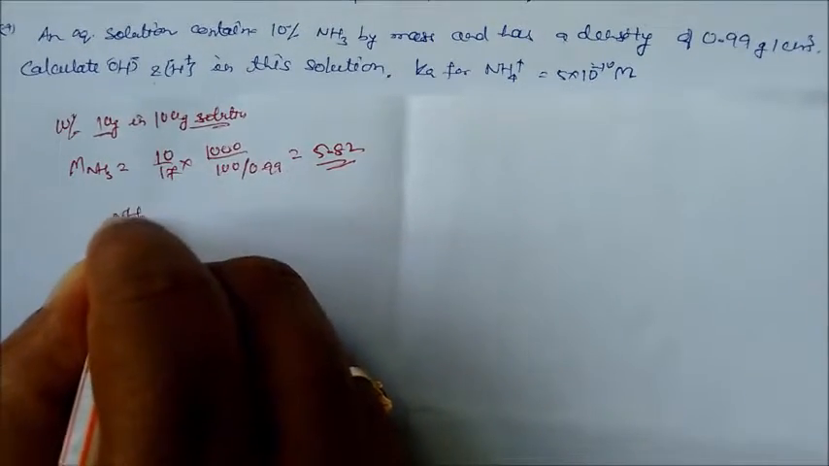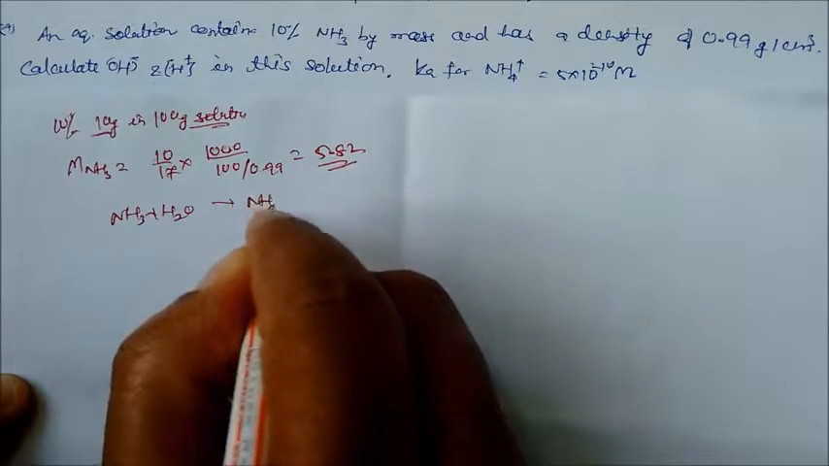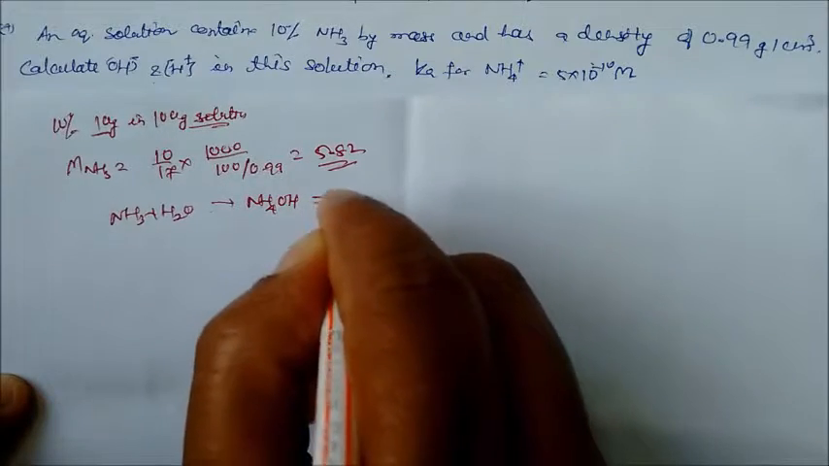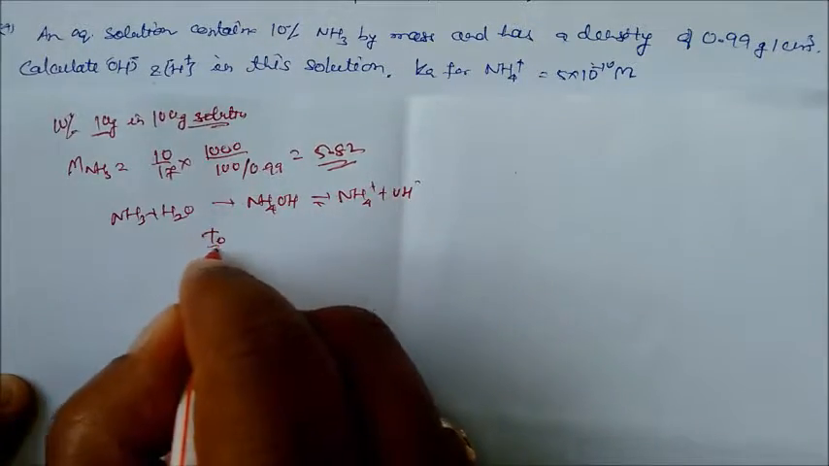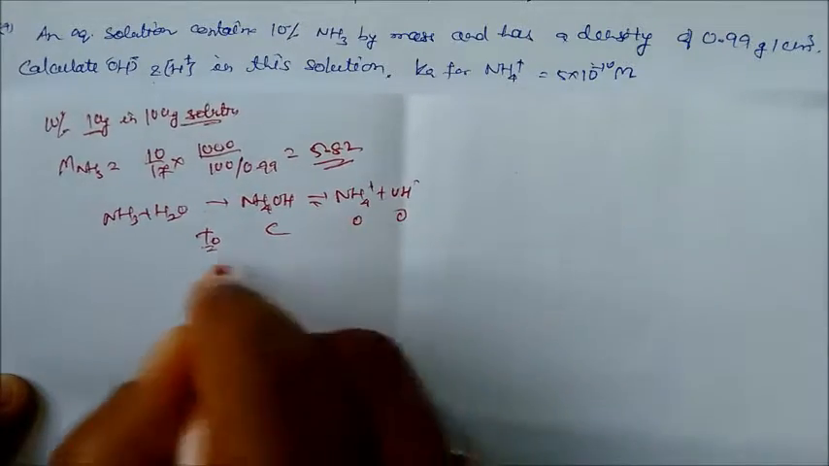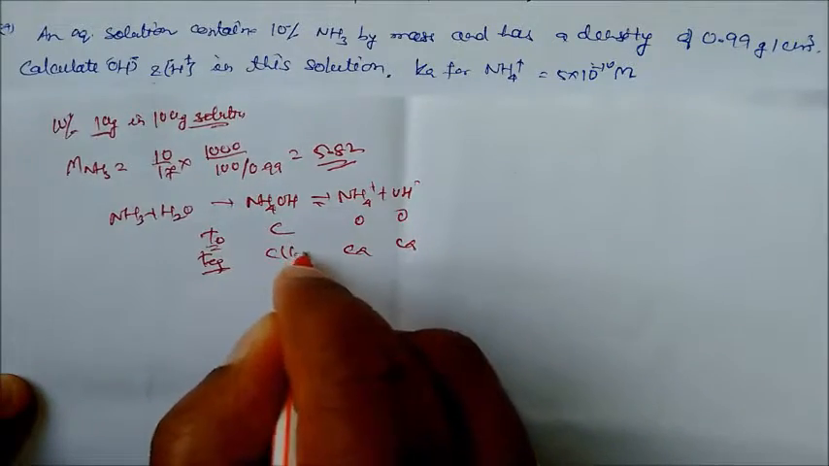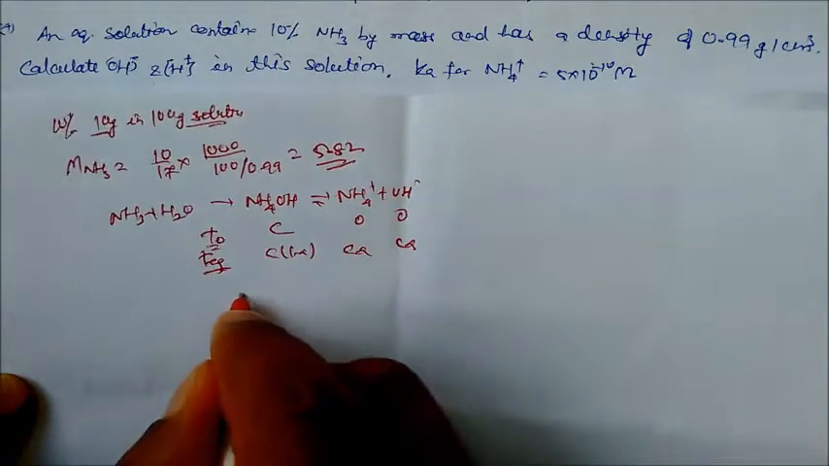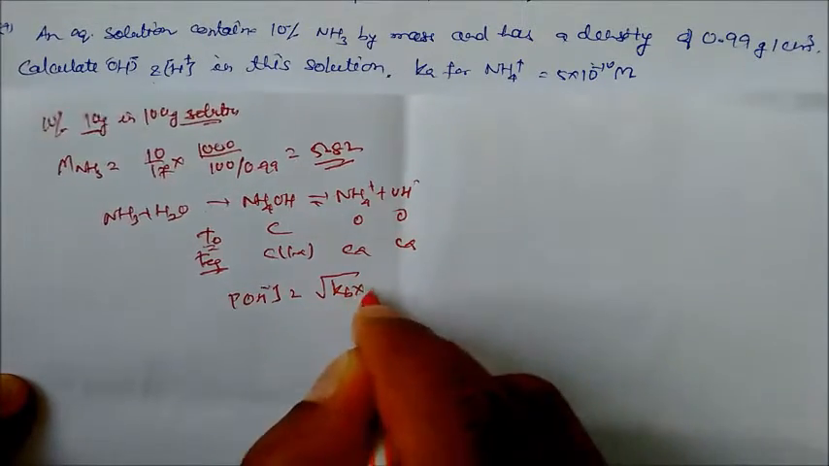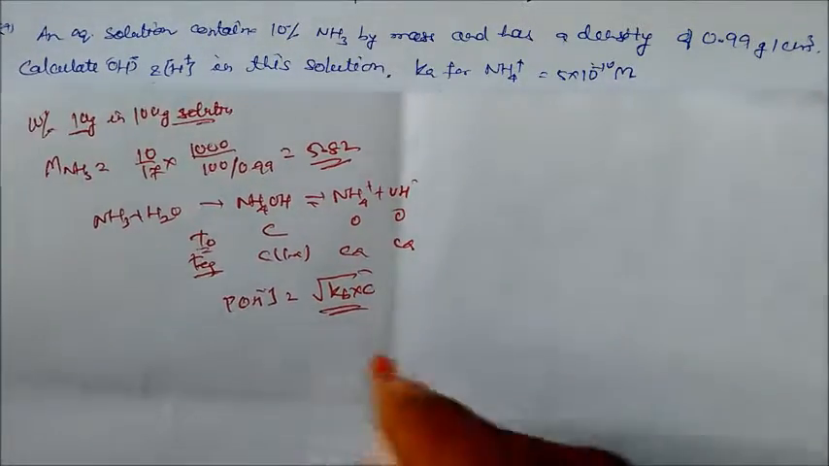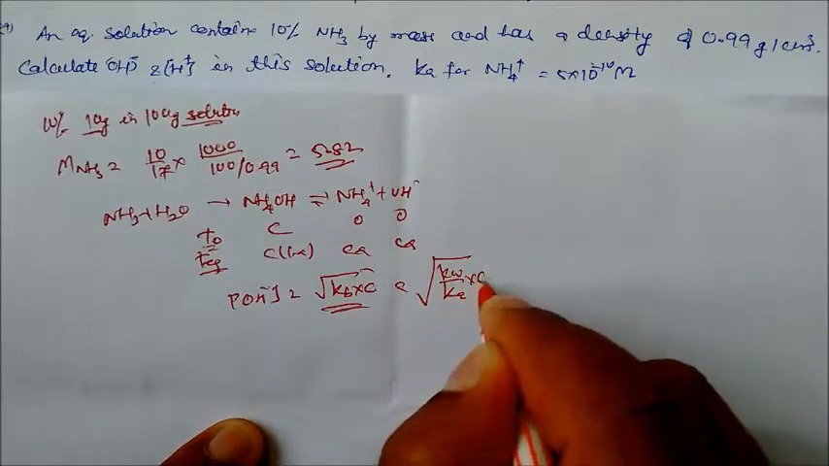So we know that this is the molarity of ammonia. This ammonia again dissolves in the water, so this will give you ammonium hydroxide. Ammonium hydroxide will dissociate into ions, that is NH4 plus and OH minus. At t equal to 0, this will be C, 0, 0. At equilibrium, this will be C into alpha, C into alpha, and C into 1 minus alpha. So what is the OH? OH will be how much? OH will be square root of Kb into C. This is the actual formula that we have seen, or we can say Kb is Kw by Ka, into C. So we can solve.